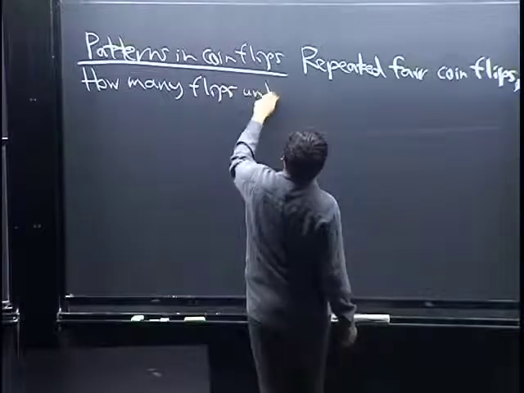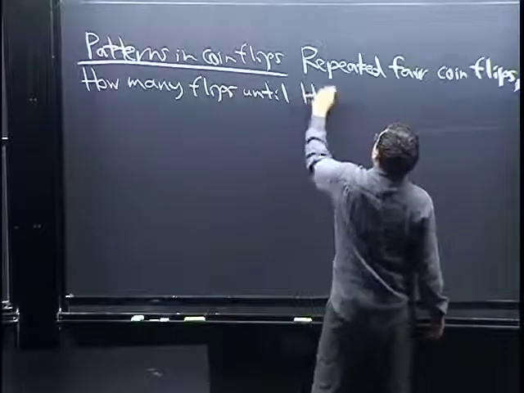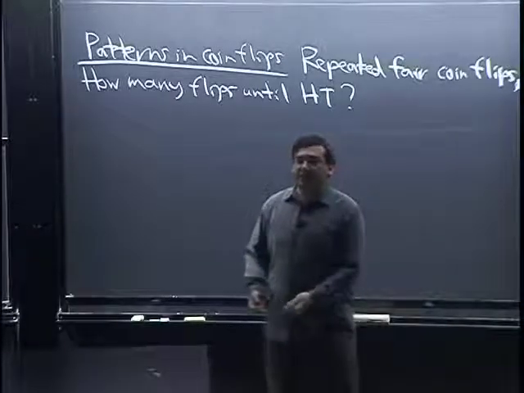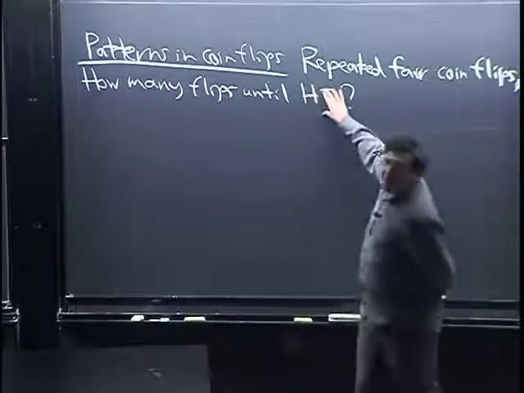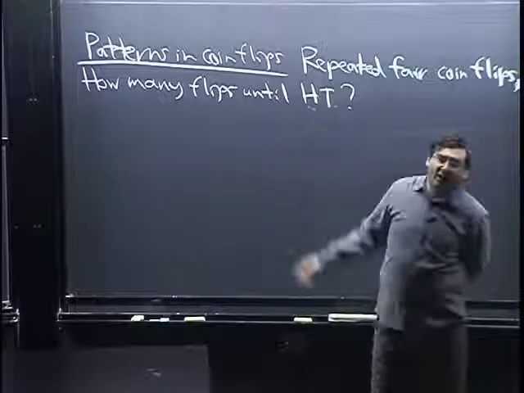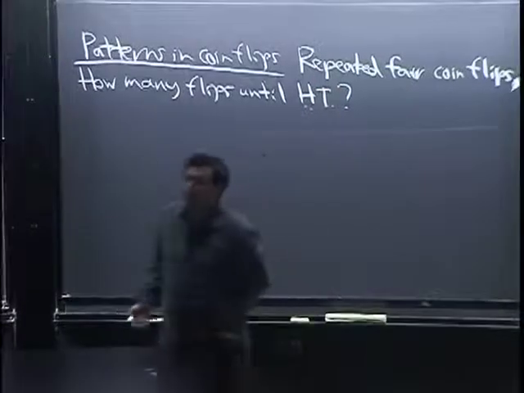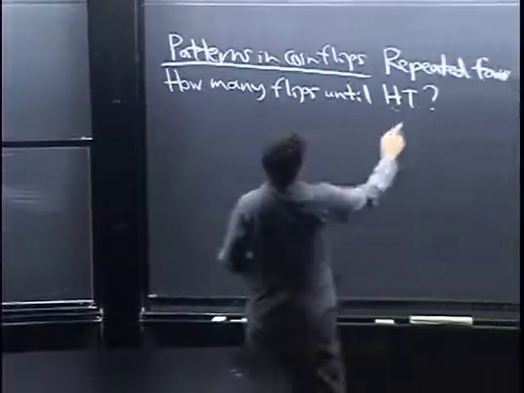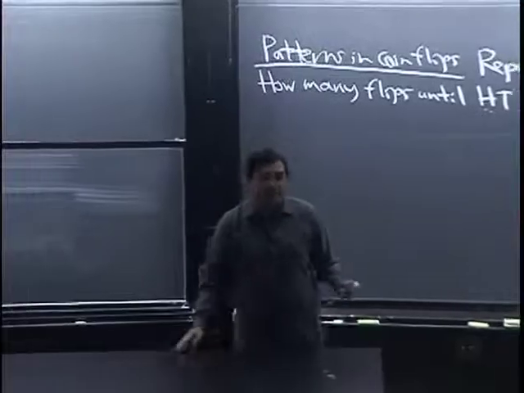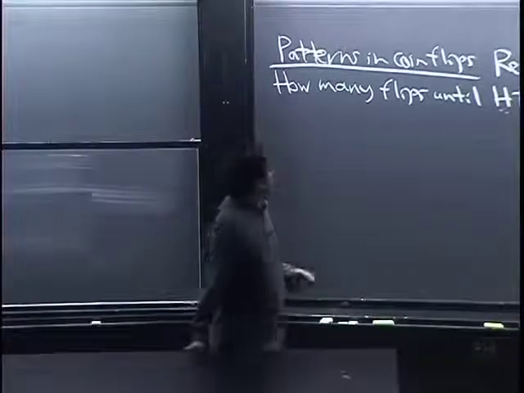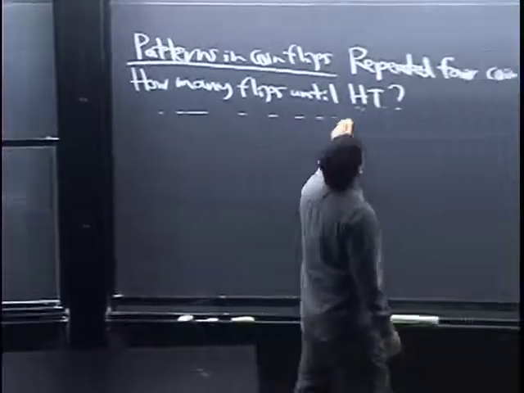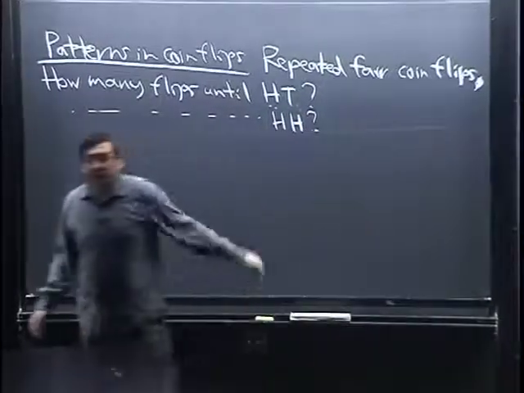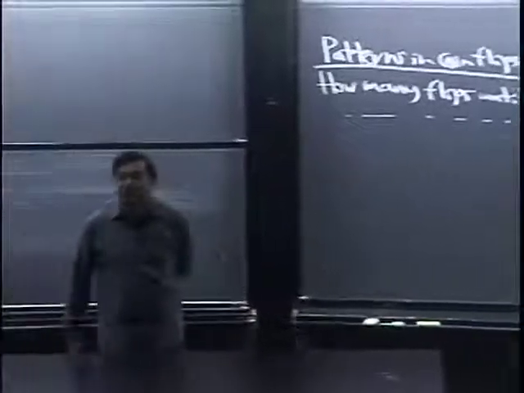So I'll just call that HT. That is, keep flipping the coin, and eventually you will observe heads immediately followed by tails, right? That particular pattern will eventually show up. You want to know how many flips does that take, including the H and the T there. Okay, that's a natural question we could ask. Similarly, we could ask how many flips until HH. That is, how long do you have to flip the coin until the coin lands heads twice in a row?